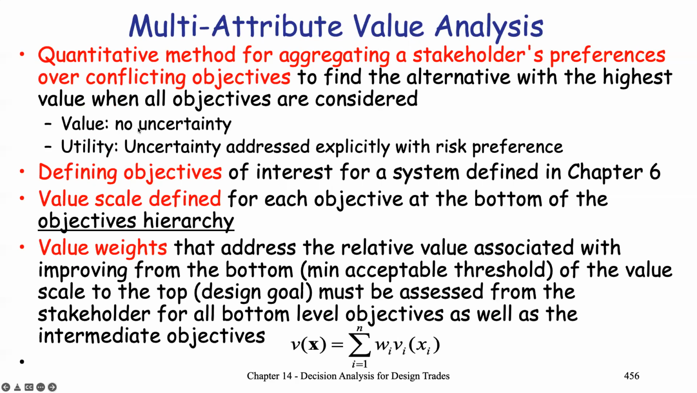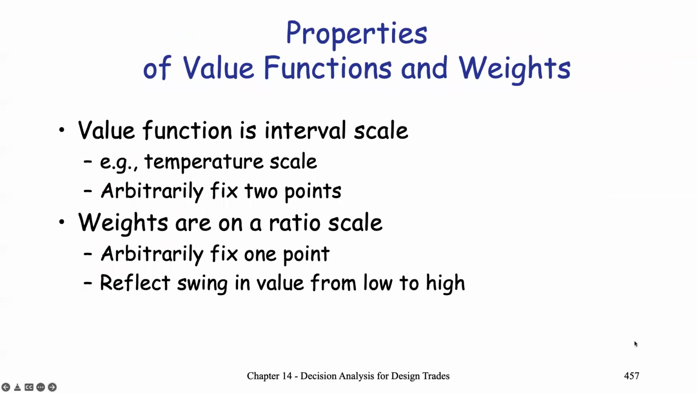So value, and we want to be defining the objectives of interest for a system. We talked about that already, and you want to consider the value scale for each objective. So what would be more important than another? Working with a stakeholder, this would be a fairly straightforward thing to do. And then as a result, you are going to have value weights that address the relative value associated with improving from the bottom of the value scale to the top. And then we'll see how that starts to flesh out.